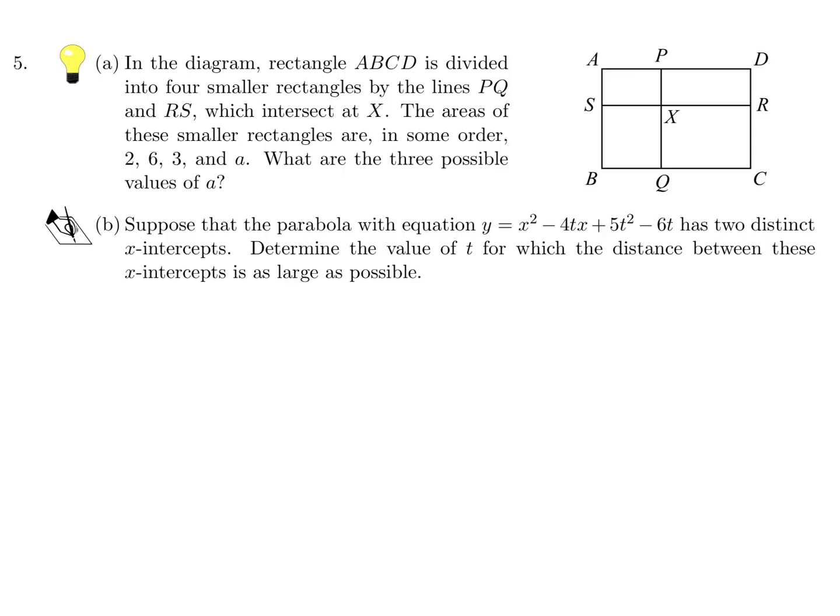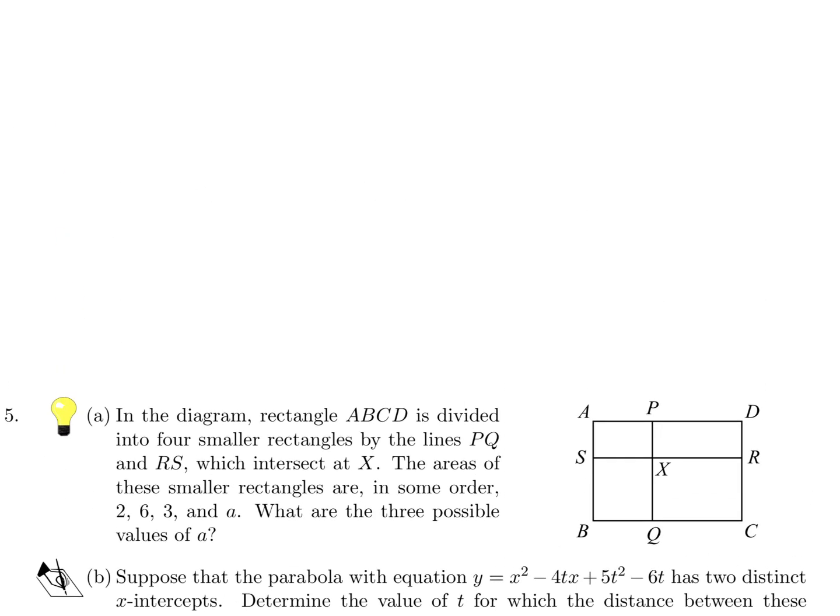In the diagram, rectangle ABCD is divided into 4 smaller rectangles by the lines PQ and RS intersecting at X. The areas of these smaller rectangles are, in some order, 2, 6, 3, and a. What are the 3 possible values of a? Okay, so let's explore the ways that we can get the 3 possible values.